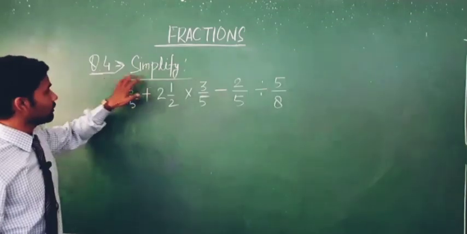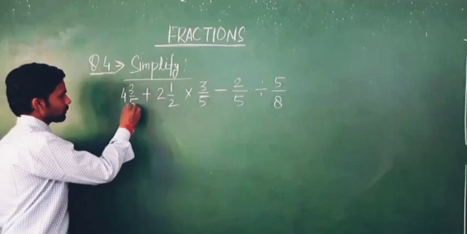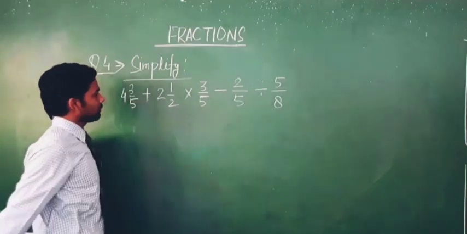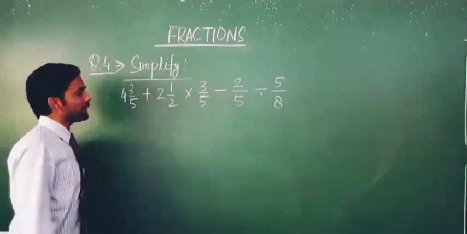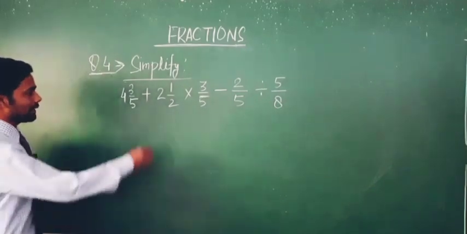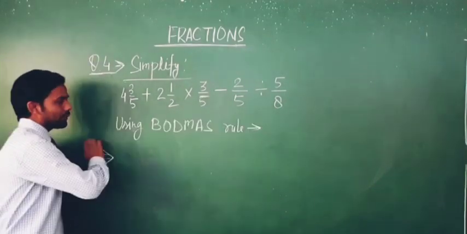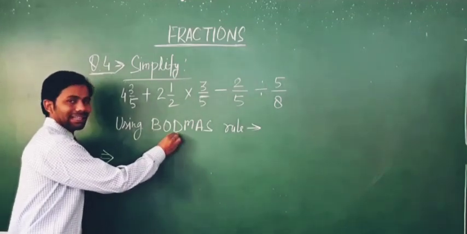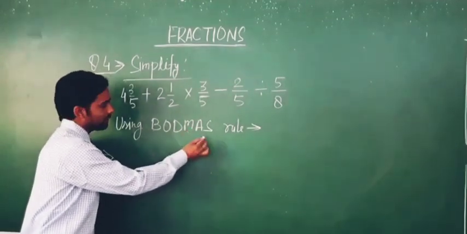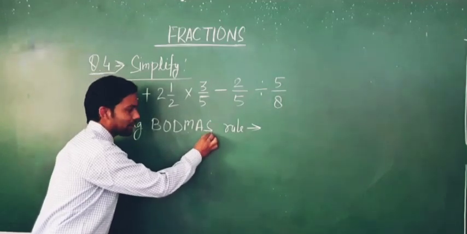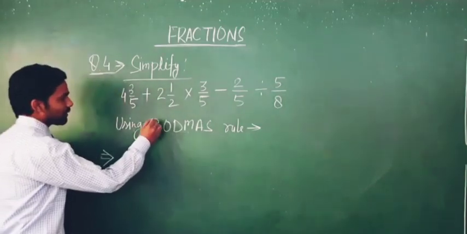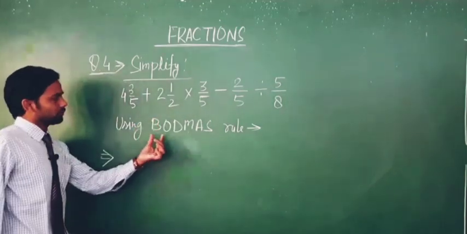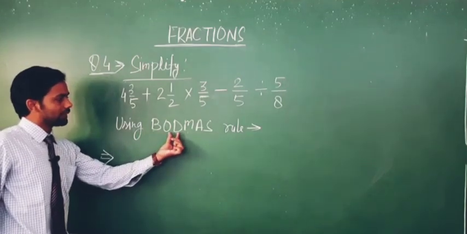Question number 4, simplify. In this question, there are many operations. Then we use the BODMAS rule in this question. B for bracket, O for of, D for division, M for multiplication, A for addition and S for subtraction. Then first we use bracket, then of, then divide.